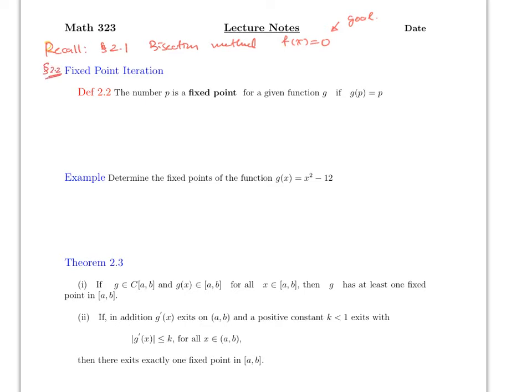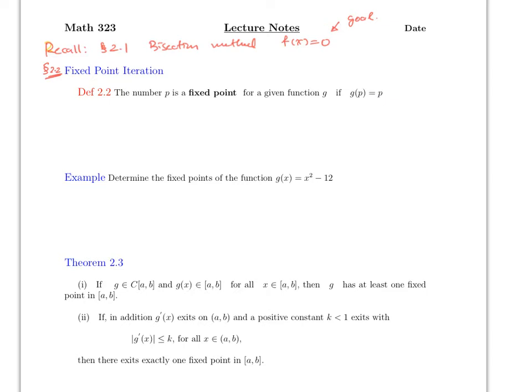iteration. Before we talk about fixed point iteration, we need to know what a fixed point is. So here's the definition. The number p is a fixed point for a given function if the value of the function at that point is equal to just the point.